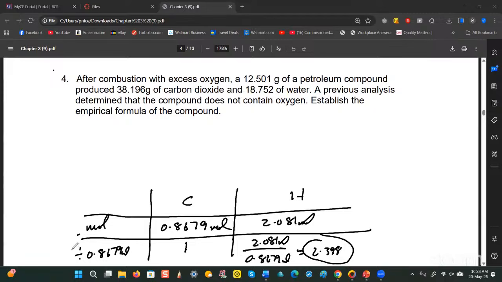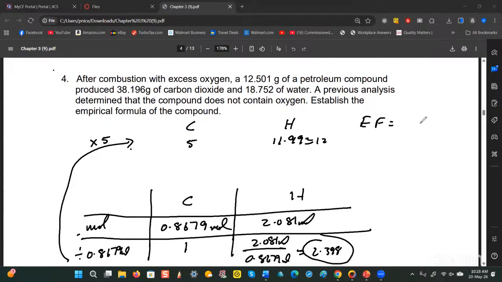Okay, what I'm going to do is continue the bottom of this table up here, right? I'm going to multiply right through by 5. That means that for carbon, this will become 5. And for hydrogen, this will become 11.99, which is approximately 12, right? So therefore, the empirical formula for this compound would be C5H12. And that's how that is done, all right?